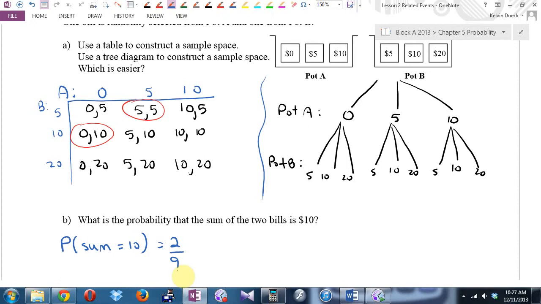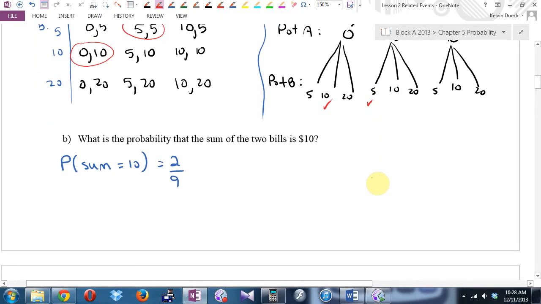Okay. What if I had used the tree? Well, with the tree, I would have gone like this. For trees, I tend to use check marks. So for a tree, I would put a check mark under that branch, because if I walk down that branch, it's 0 plus 10. That adds to 10. I would put a check mark under that branch, because if I walk down that branch, it's 5 plus 5. That adds to 10. And I would still say 2 out of 9. Okay.